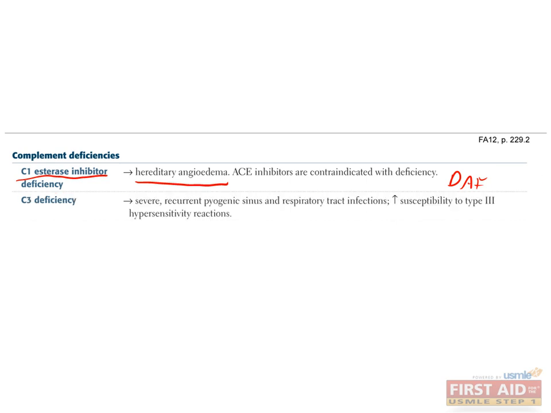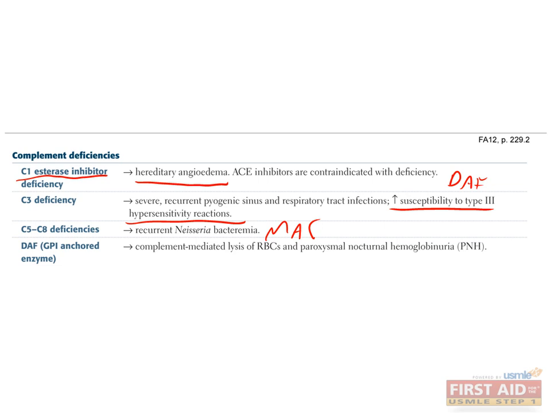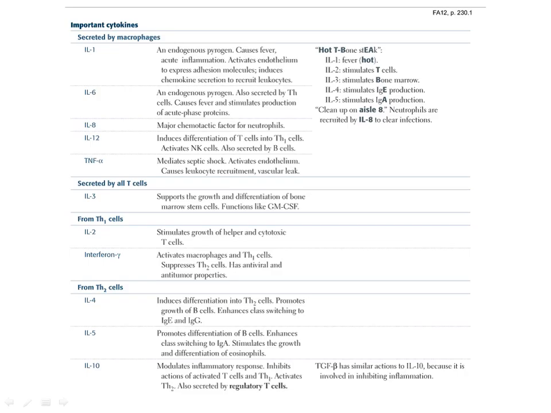A deficiency in C3 results in recurrent sinus and respiratory tract infections and an increase in susceptibility to type 3 hypersensitivity reactions. This latter feature makes sense when you understand the role of C3b in clearing immune complexes. As mentioned before, deficiencies in C5 through C8, which form the membrane attack complex, lead to recurrent Neisseria infections. Finally, you may see deficiency in DAF, or decay accelerating factor, which results in lysis of red blood cells and manifests as paroxysmal nocturnal hemoglobinuria. This is a high-yield topic that will emerge again and again on important tests throughout your career.